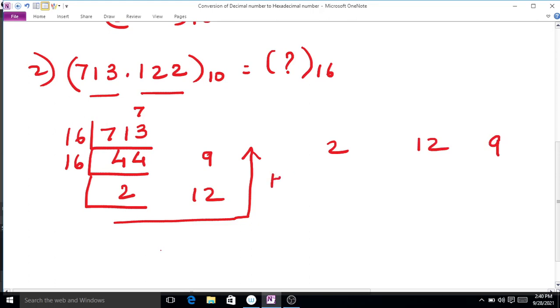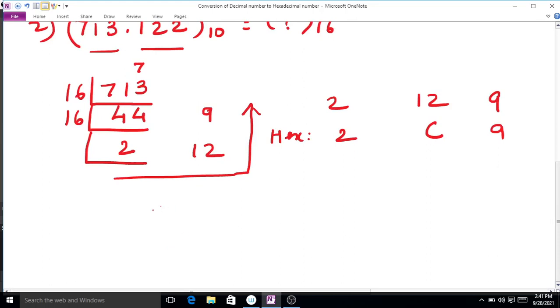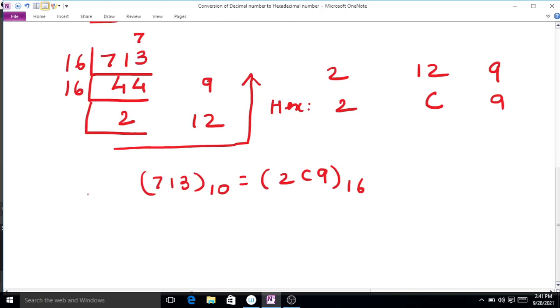So we will convert these numbers into hex. We will get 2, here we will get C and 9. So we have converted 713, that is decimal number, into hexadecimal. We got 2C9 for integer part. Now we will concentrate on fractional part.